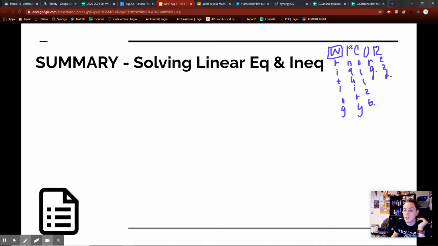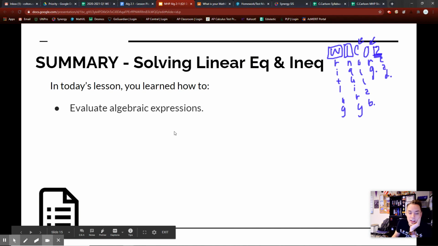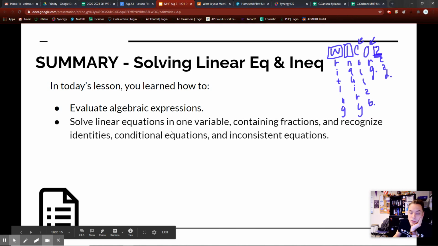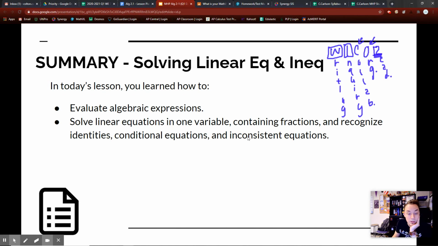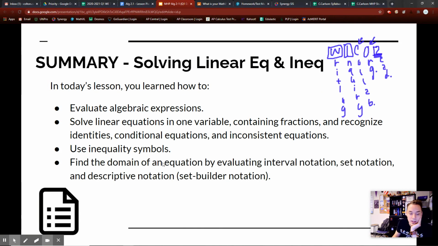Right here is your writing part. What we just did was the inquiry. Eventually, we're going to do collaboration. You should be organizing your notes, and you should also be reading your Math Excel homework assignment, as well as reading what this is. So in today's lesson, you learn how to evaluate algebraic expressions, solve linear equations in one variable with fractions. You also learn inequality symbols. Find the domain of an equation by evaluating interval notation, set notation, and descriptive notation, which is called set builder.